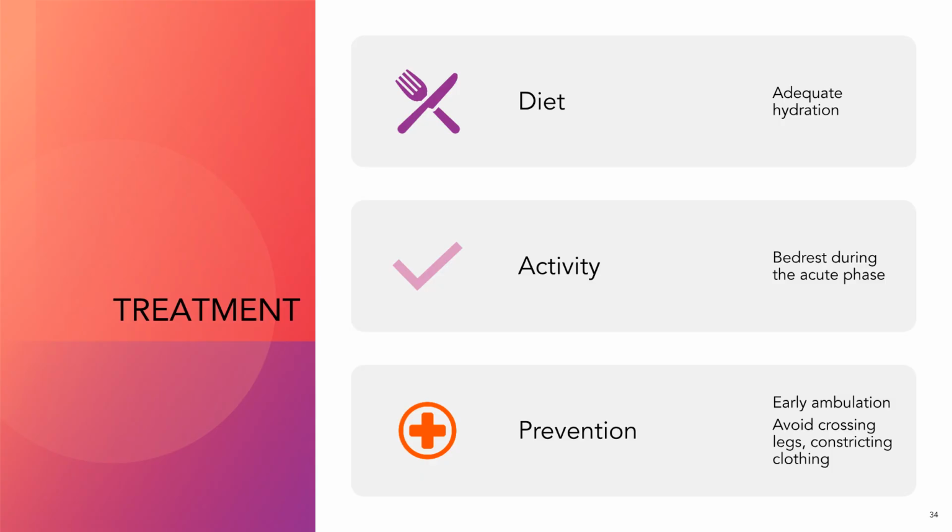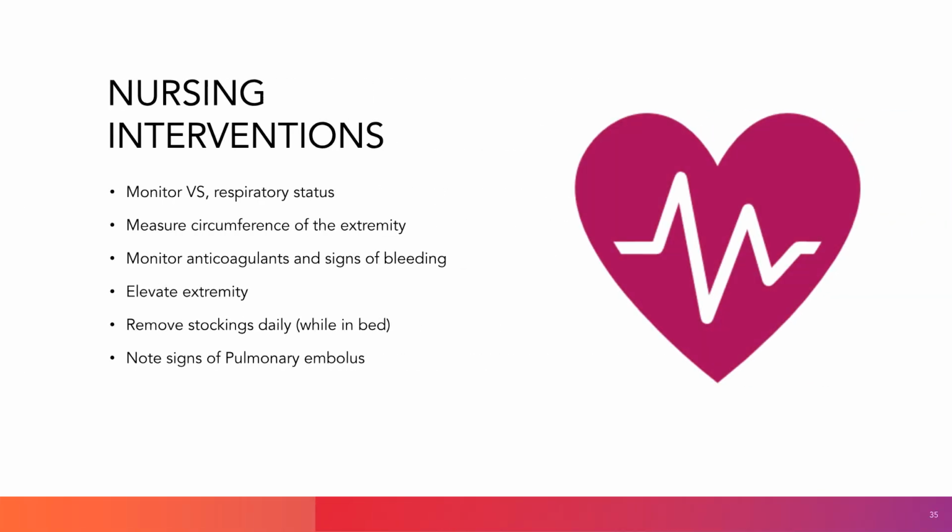Thrombolytic drugs such as urokinase and streptokinase may also be used. Other treatment areas include diet, emphasizing adequate hydration. Activity includes bed rest during the acute phase. Prevention strategies focus on early ambulation and avoiding crossing legs or wearing constricting clothing.